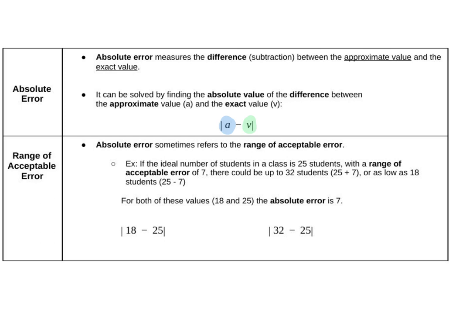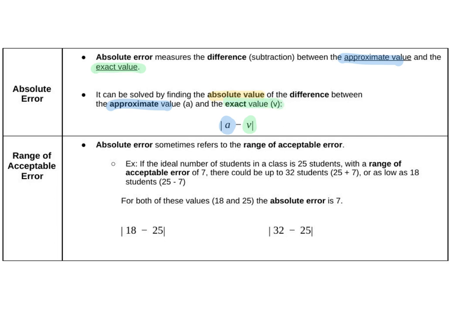Absolute error is a measurement that uses the difference, so subtraction, between an approximate value and an exact value. This comes up a lot in science classes, especially if you're working with chemistry. In order to find your absolute error, you will find the absolute value that came up in Unit 1. We'll be practicing this term, absolute value, a little bit more. You'll find the absolute value of the difference between, again, an approximate value and an exact value.